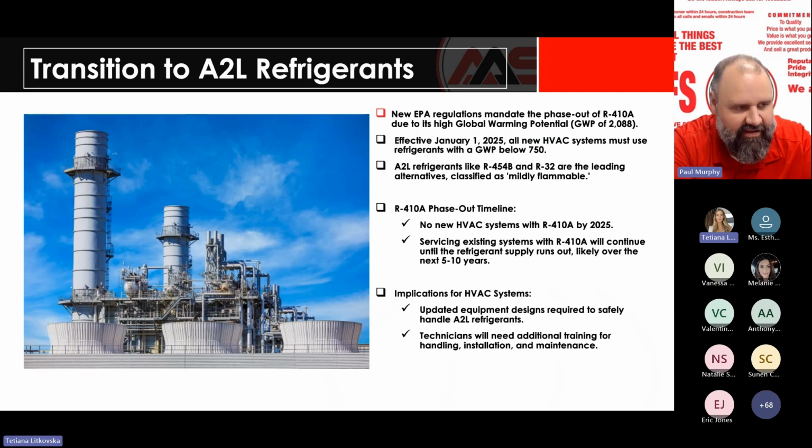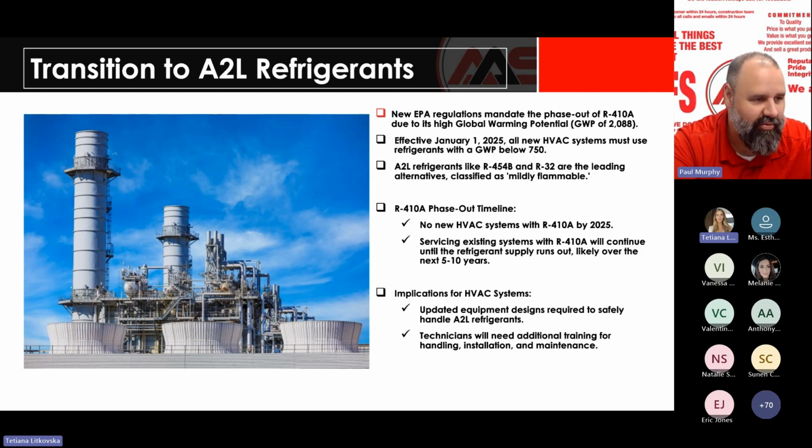Okay, so going into a little bit more about A2L. Like I said, this is an initiative due to EPA's regulations and the high global warming potential of 410A. So when we moved from R22 to 410A, that was due to ozone. We were depleting the ozone with the chlorine inside of the R22. So that's why we switched from R22 to 410A. The problem with 410A is actually more of a global warming potential than R22 was.